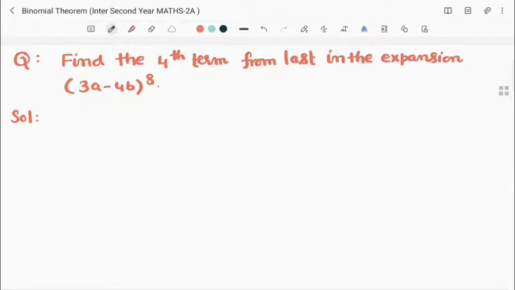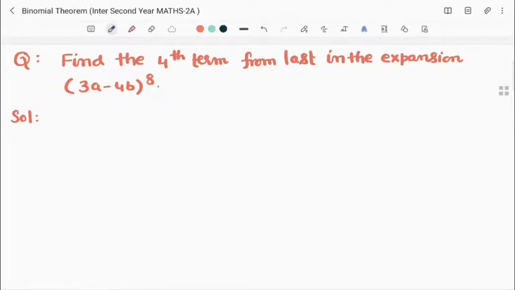In this session, we are going to discuss the binomial theorem. We are in the first exercise. We have completed the first 3 questions from exercise 6a. And one more general question: find the fourth term from last in the expansion (3a minus 4b) whole power 8.